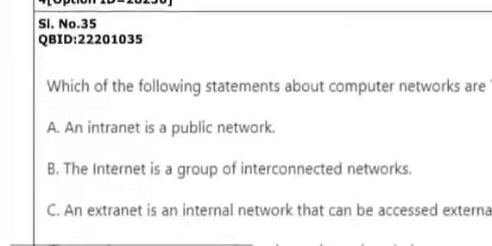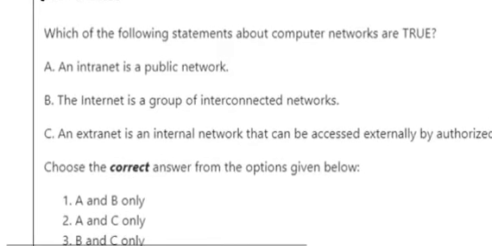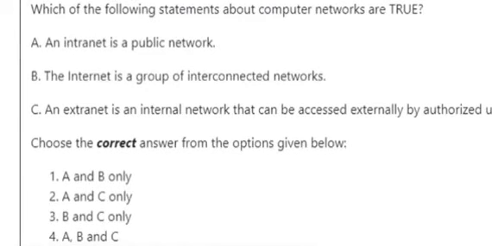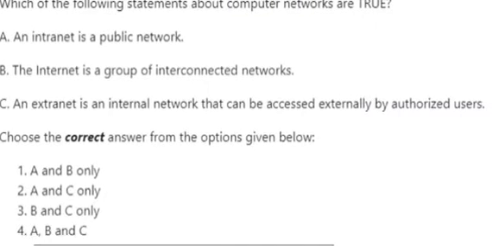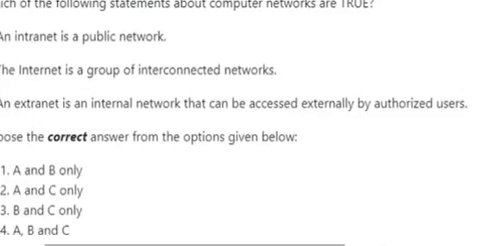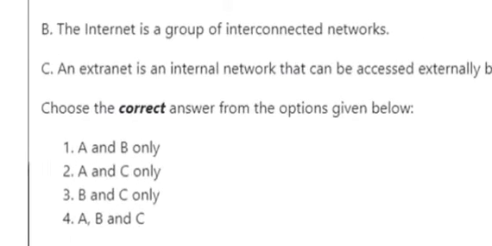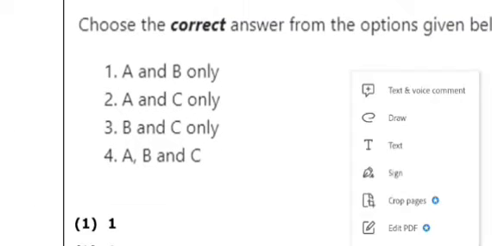Then next, question 35. Which of the following statements about computer networks are true? A: an intranet is a public network. B: the internet is a group of interconnected networks. C: an extranet is an internal network that can be accessed externally by authorized users. Choose the correct answer from the options given below: A and B only, A and C only, B and C only, A, B and C. For 35, the correct option will be number C, B and C only.